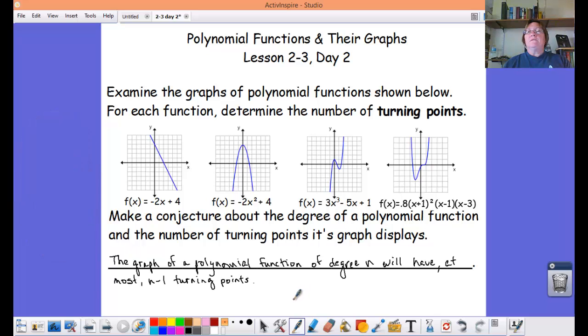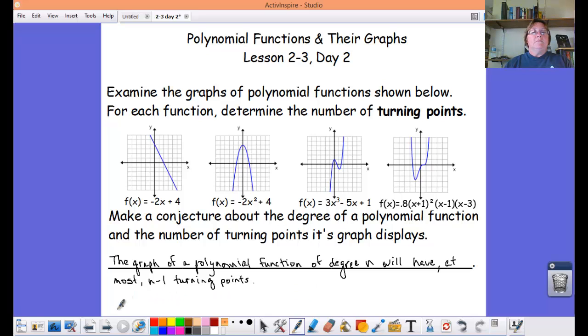Alright, I would assume that many of you have already come up with this conclusion. The degree 1 graph had no turning points. The degree 2 graph had 1, etc. The degree 3 had 1, 2 turning points. And the rule is the graph of any polynomial function of degree n will have at most n minus 1 turning points. So if we're talking about a 5th degree polynomial, the most turns it can have is 4.